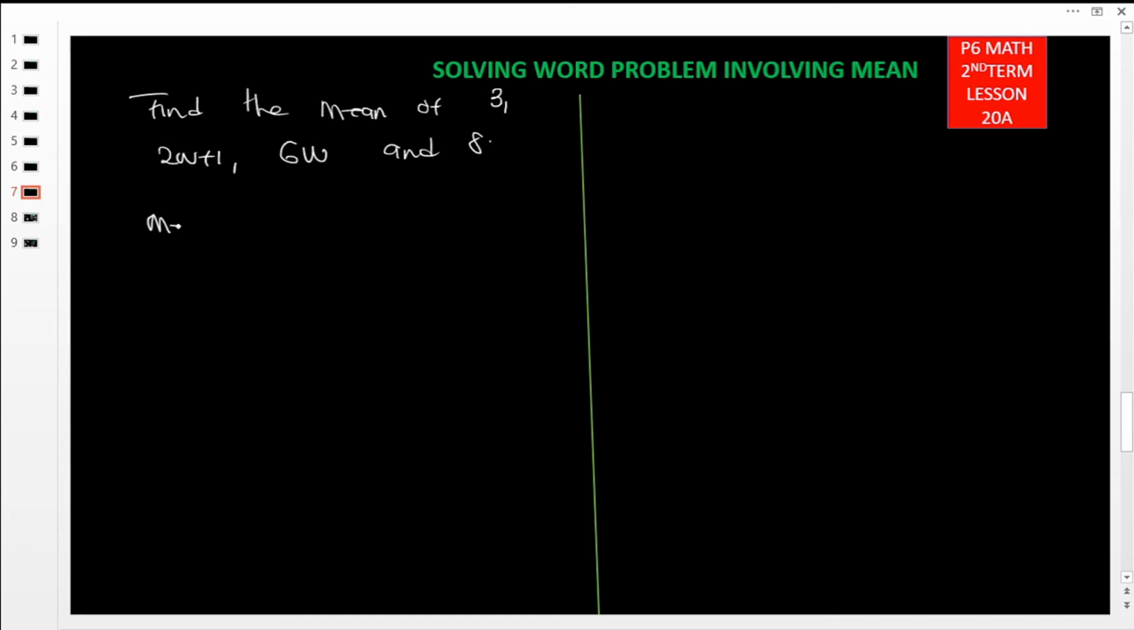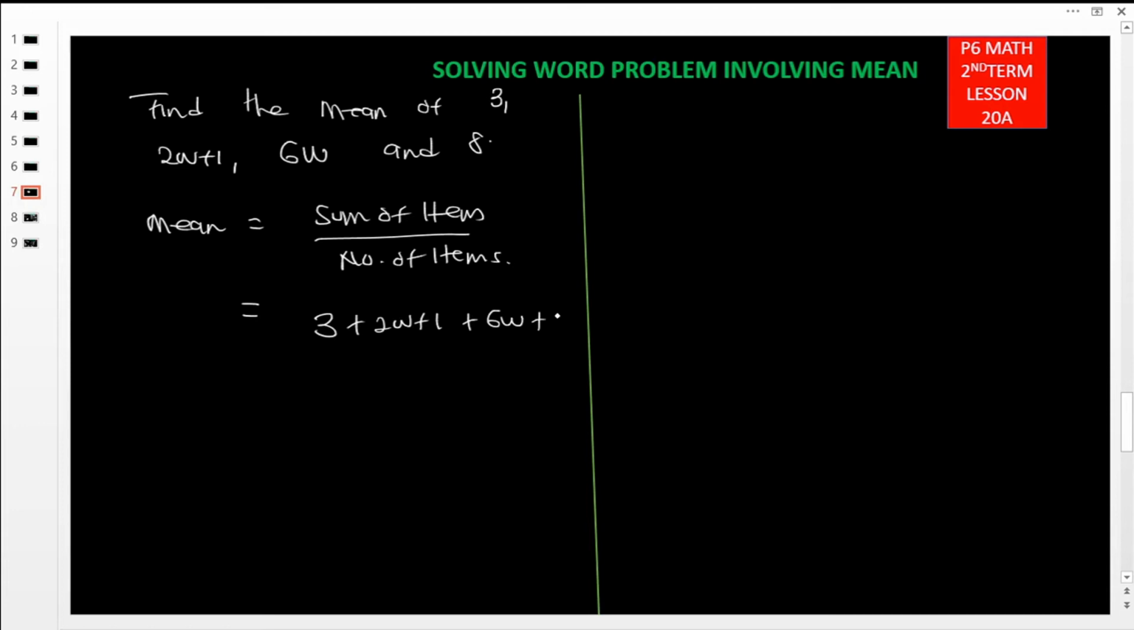So how do we get the mean? Mean is equal to a sum of items out of number of items. Are we there? Now we are getting the sum. Here they have not told us what the mean is, they are telling us to find the mean. Therefore we have 3 plus 2w plus 1 plus 6w plus 8 out of the number of items.